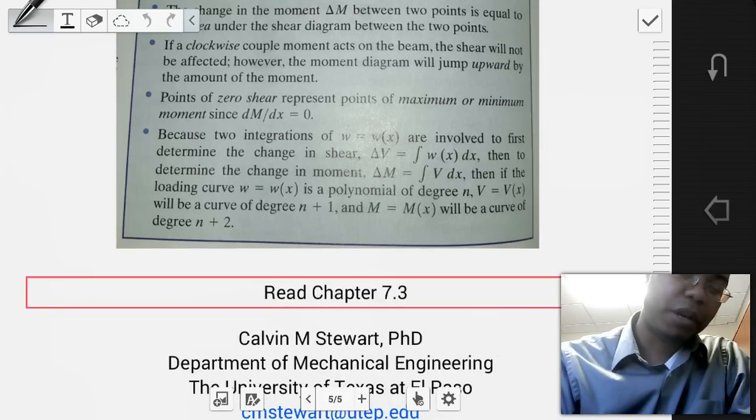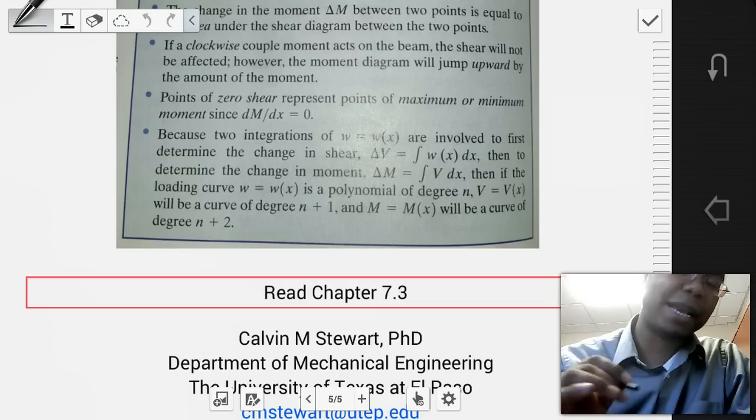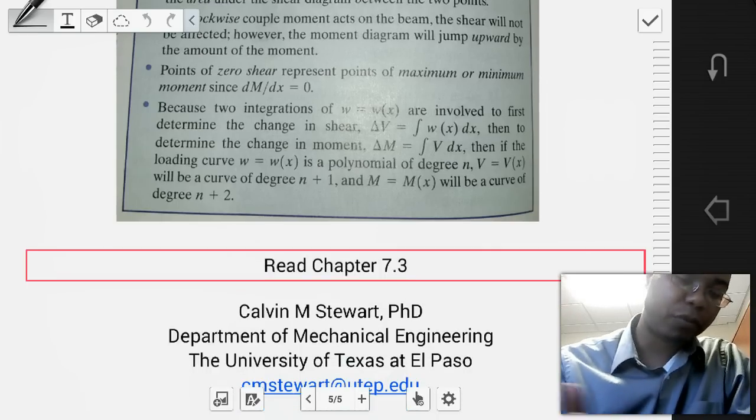Points of zero shear force represent points of maximum or minimum moment, since the derivative of moment with respect to x becomes equal to 0. So the absolute maximum value can be found where the shear force is equal to 0.